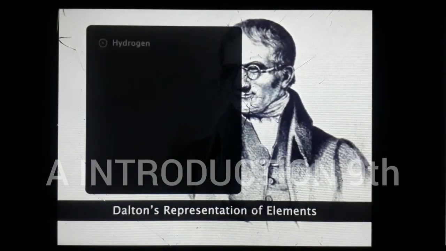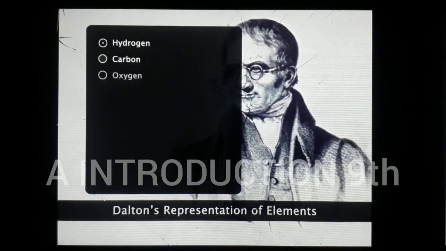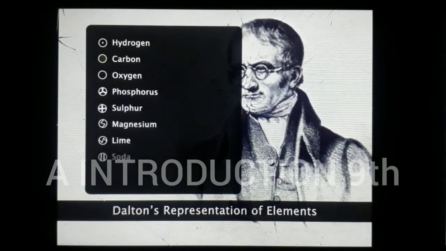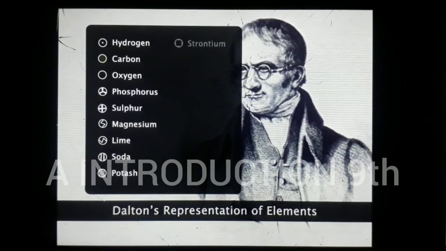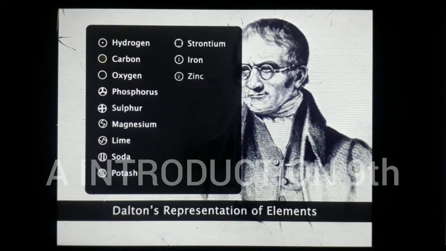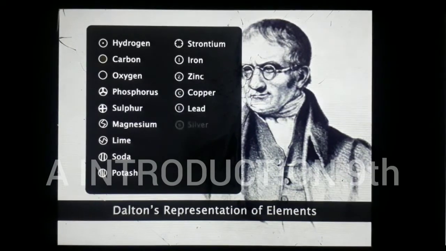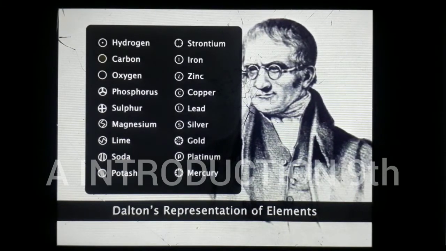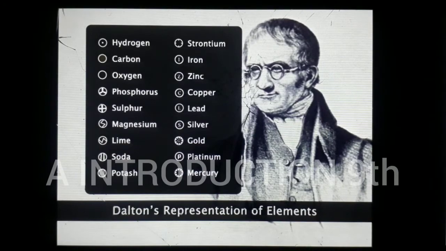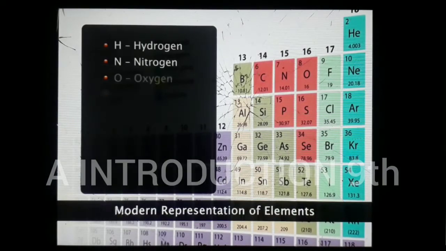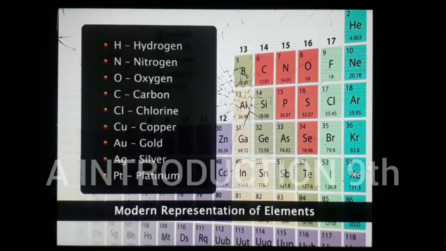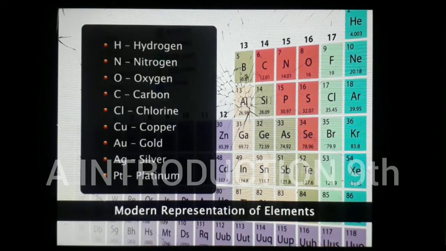Dalton represented the elements by these symbols: hydrogen, carbon, oxygen, phosphorus, sulfur, magnesium, lime, soda, potash, strontium, iron, zinc, copper, lead, silver, gold, platinum, and mercury. Modern chemists represent the elements by these symbols. The symbol represents an atom of an element and is indicated by one or two letters.